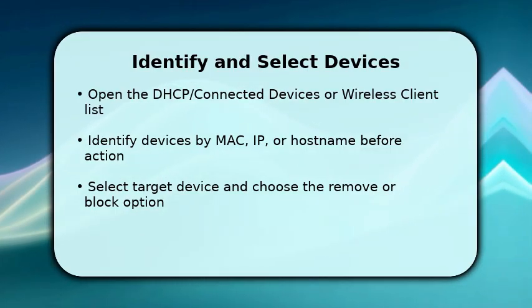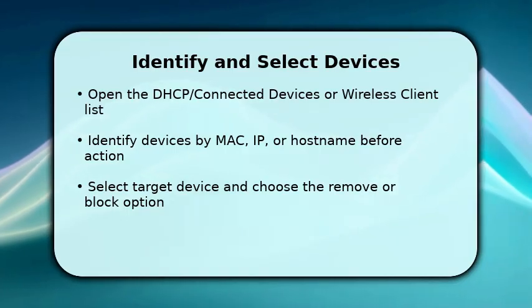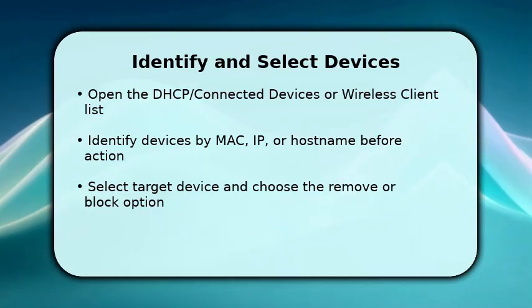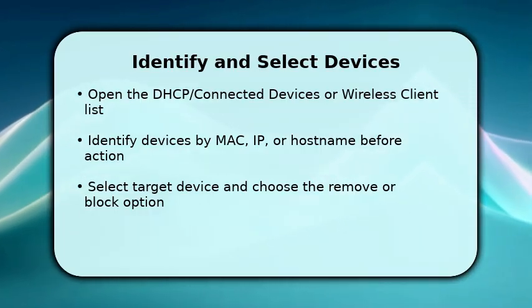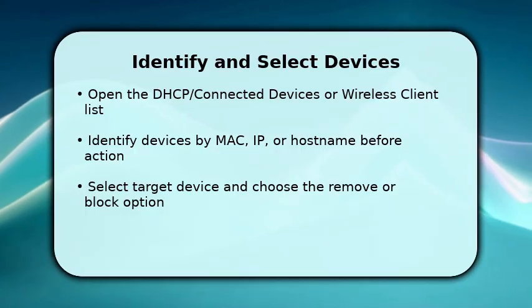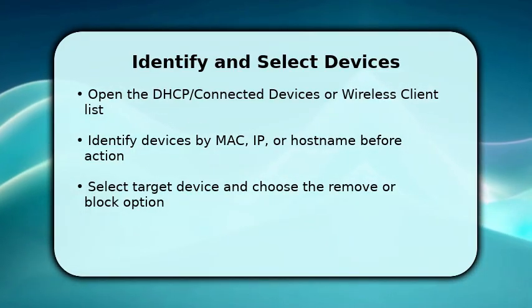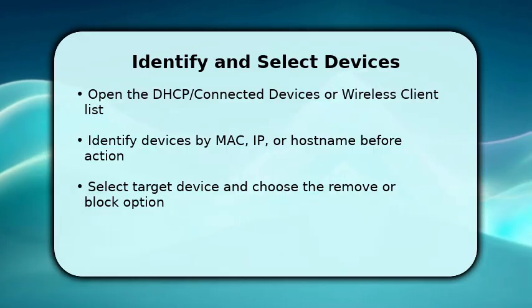Once you spot it, select that entry and choose the action, either remove, disconnect, or add to a blacklist. If the router supports MAC filtering, add the device MAC to the deny list so it cannot reconnect. Make sure to save or apply settings. Many routers require an explicit save so changes persist after a reboot.